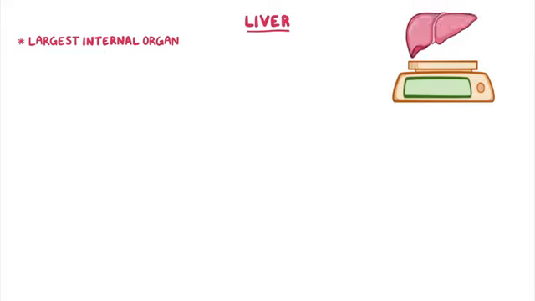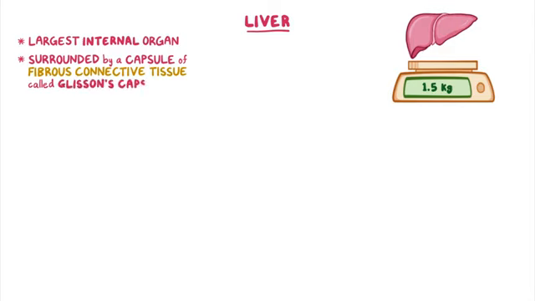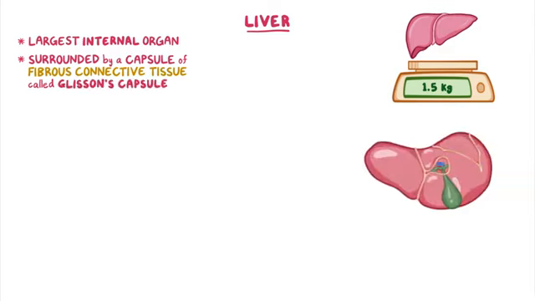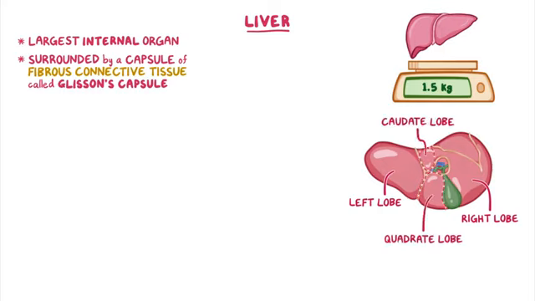The liver is the largest internal organ in the body, and it weighs about 1.5 kilograms. It's surrounded by a capsule of fibrous connective tissue called Glisson's capsule. If we look at the liver from an inferior view, which is a view from the bottom of the liver, we can see that it is divided into a large left lobe and right lobe, as well as two smaller lobes called the quadrate and caudate lobes.